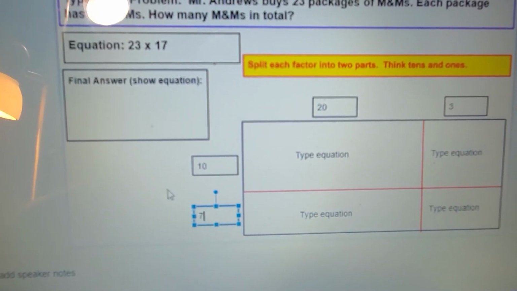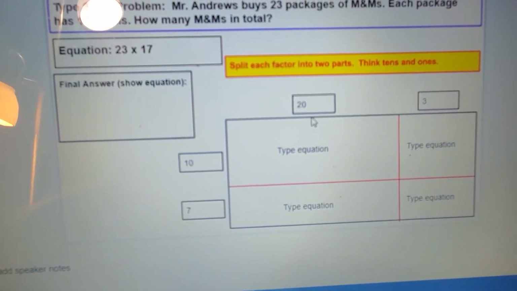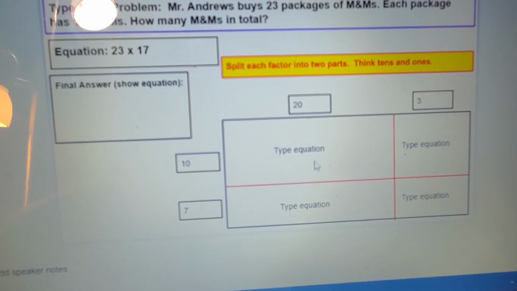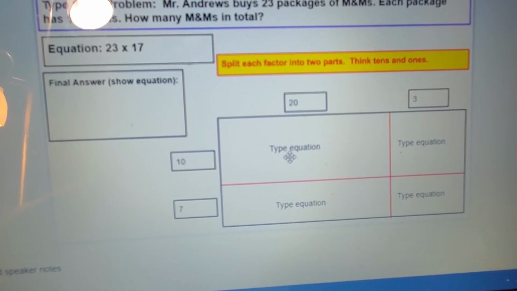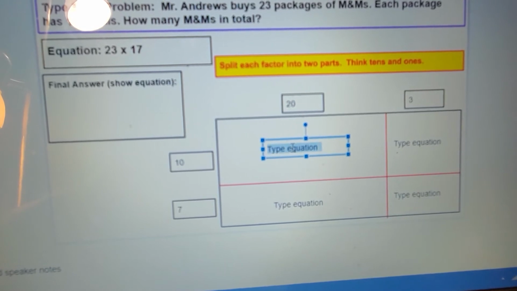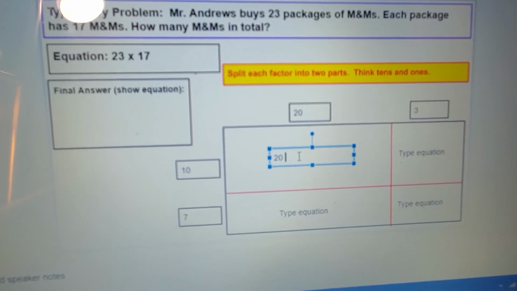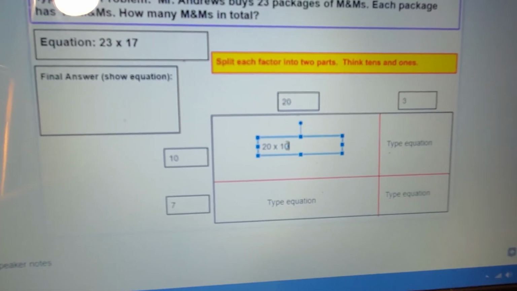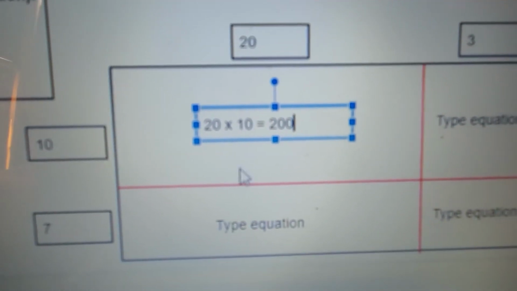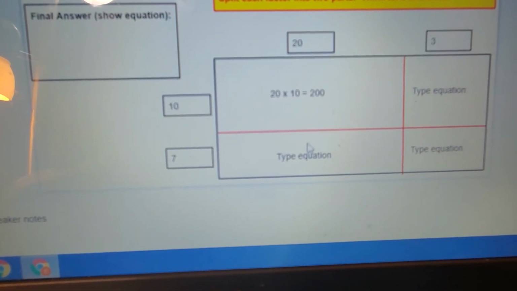Okay, now my next step is to type my equations. How do I do that? Well, each box, there's numbers on the outside. So what I do is I go up, and then I go across to figure out what those factors are. So just double click on that to highlight it. And so this is 20 times 10, which is equal to, you guys know that, 200. And once I'm done, click off the box. It's right there. All right, then I go across.